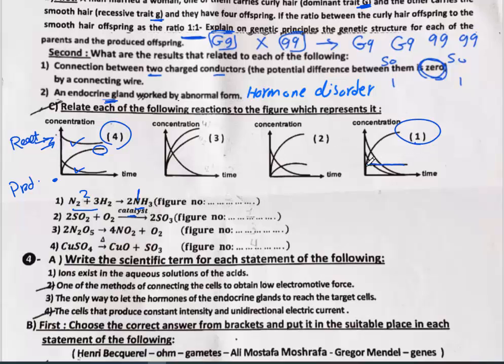Number 3, 2N2O5 gives us 4NO2 plus O2. Here I have one reactant, two products. So both of them, two reactants, one product. How can I know which one is the right answer? Simply, the products are 4NO2 and 1O2. There is a big difference between the concentration of them. One of them is very high, the other is very low. This is 4, this is 1O2. So it will be number 3. Number 4, CuSO4, it will be number 3.